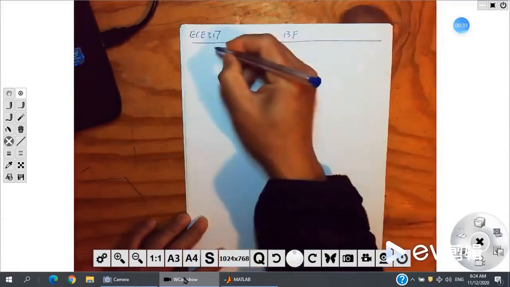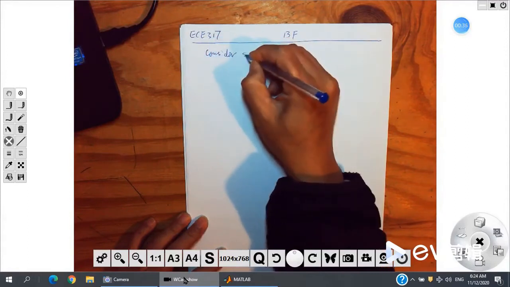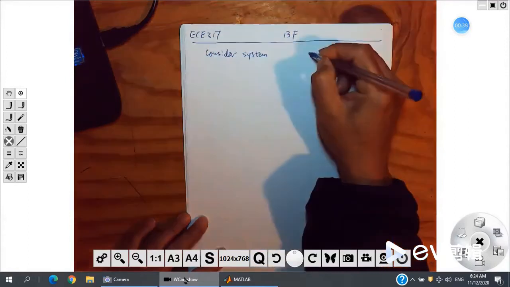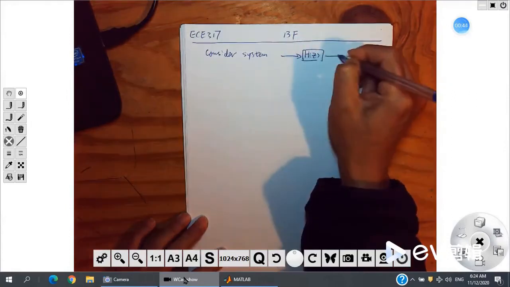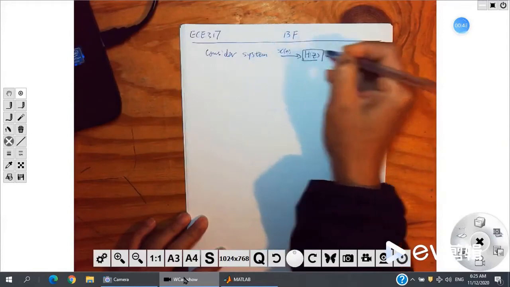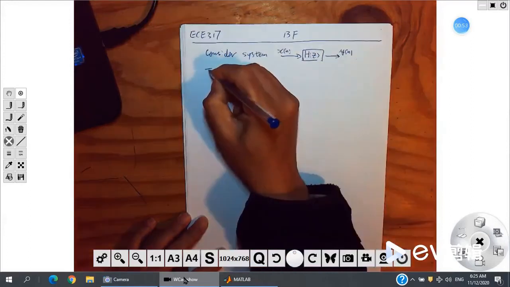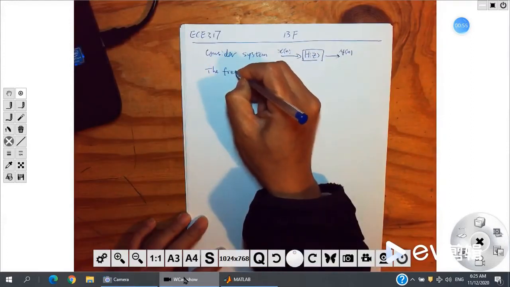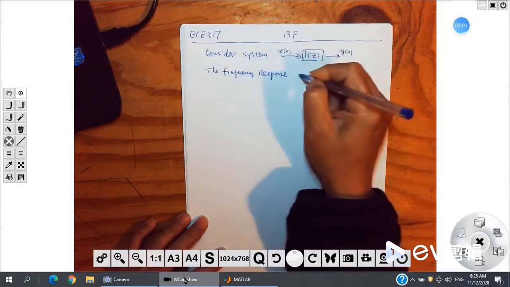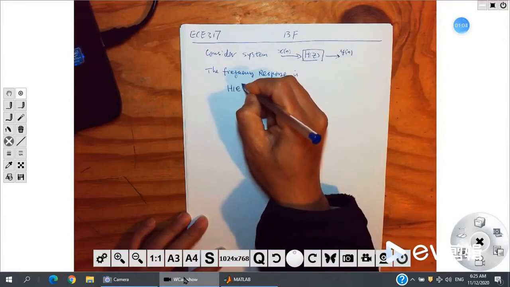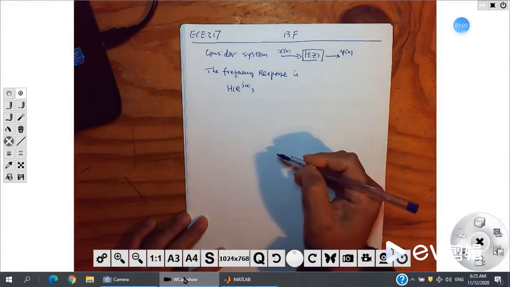Okay. So we consider a system, let's say H of z, and you consider a system with x as the input and y as the output. Then the frequency response is H of e to the j omega. If we replace this z by e to the j omega, then we have the frequency response.